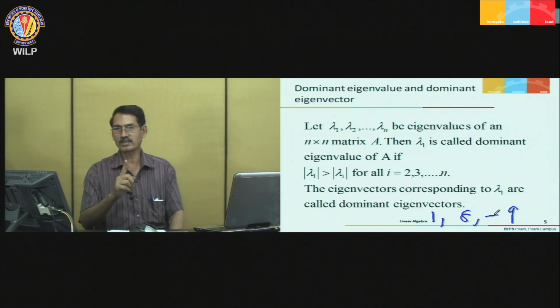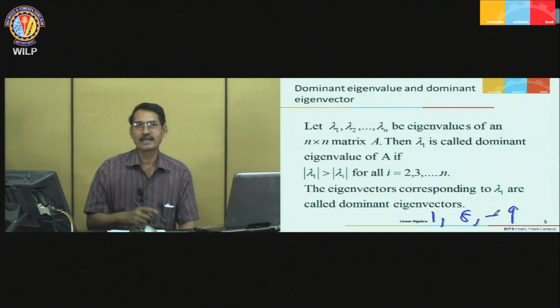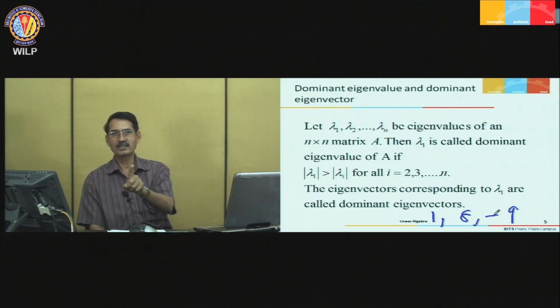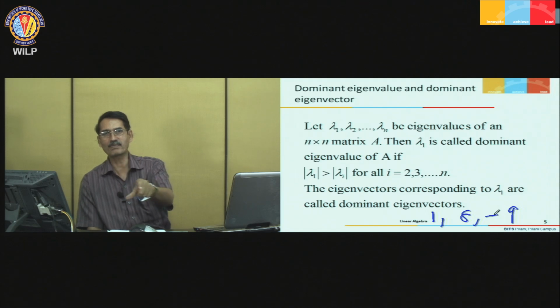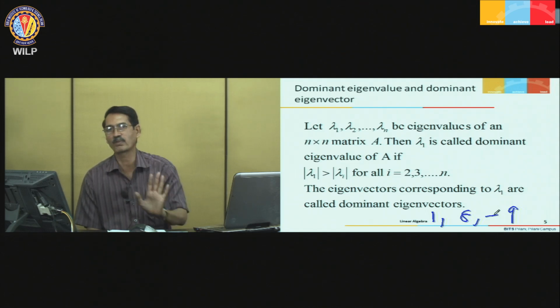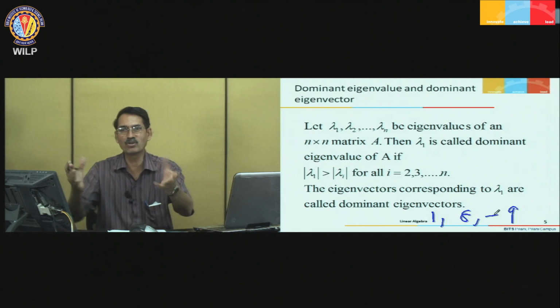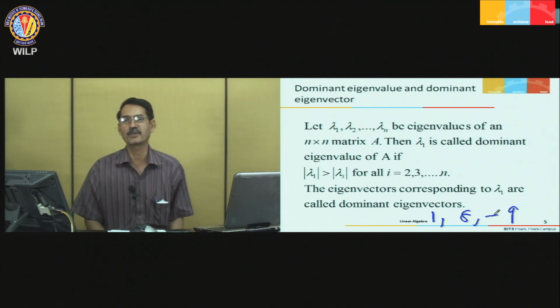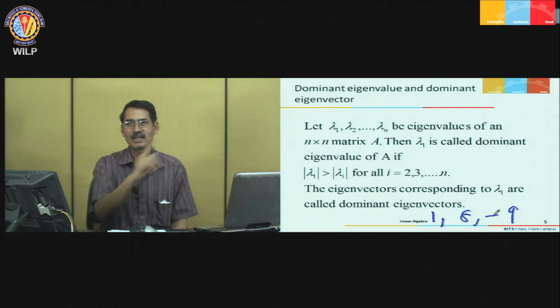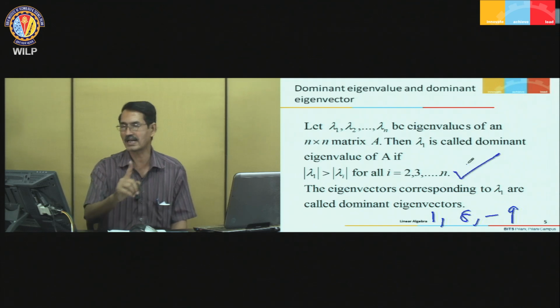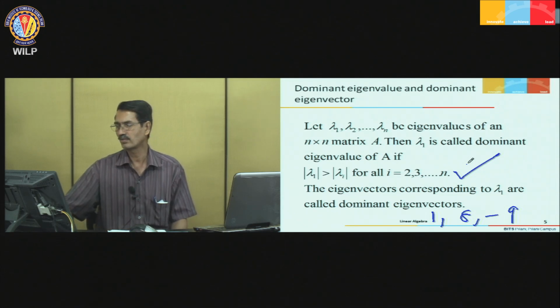More generally, suppose A is an n by n matrix and lambda 1, lambda 2, lambda 3, up to lambda n are the n eigenvalues of A. Then lambda 1 is the dominant eigenvalue if the modulus of lambda 1 is strictly bigger than the modulus of lambda i for all i equal to 2, 3, 4 and so on up to n. Note that lambda 1 itself is the dominant eigenvalue, not its modulus.